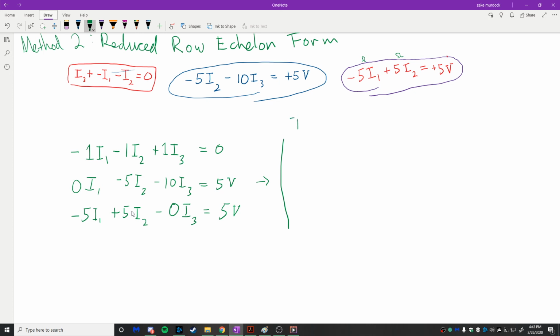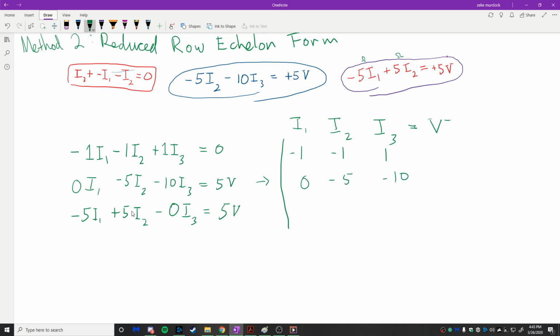The matrix is going to be in columns. We're going to have I1 here, I2 right here, and I3 here. And over here, we're going to have our voltages, basically just constants, right? Our equations are basically going to look like some coefficient multiplied by each of these things that's equal to this voltage, right? So the first one is going to be just the coefficients: negative 1, negative 1, 1. The second equation is going to be 0, negative 5, and then negative 10.